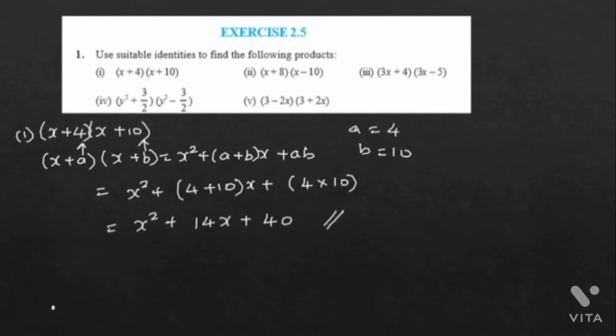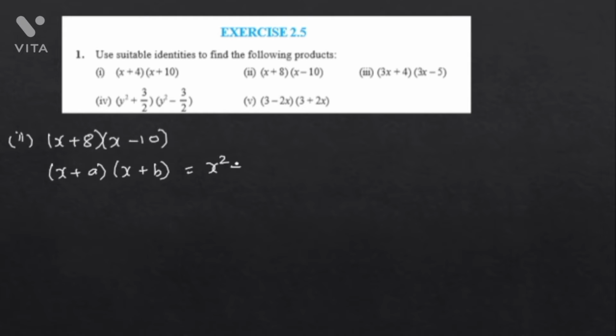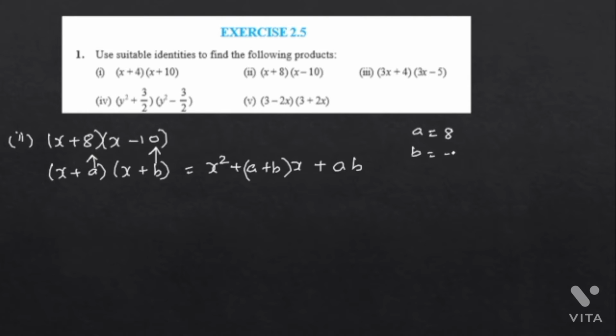This is the answer. Second subdivision, (x + 8)(x − 10). Once again we can use the same identity, (x + a)(x + b) = x² + (a + b)x + ab. In the place of a we have 8, in the place of b we have minus 10. So look carefully at the signs. In case there is a negative, you have to take it along with the term. So b should not be taken as just 10, b is equal to minus 10. So a is equal to 8, b is equal to minus 10.